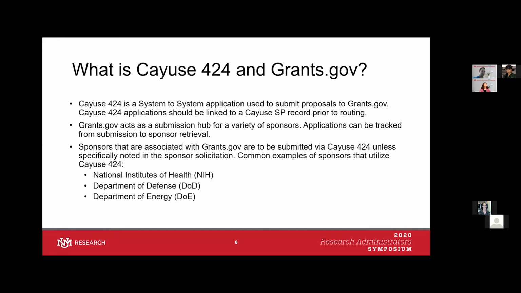So another thing is Cayuse 424. This kind of works hand in hand with Cayuse SP. It's basically just a system-to-system application that we use to submit grants. This is used for all grants.gov proposals. So grants.gov is basically a submission hub for a variety of sponsors. Some of the biggest ones that we see are NIH, DoD, and DOE. So if you ever have one of those, they're most likely going to go through Cayuse 424. So you'll need to link your Cayuse SP record to Cayuse 424 prior to routing.